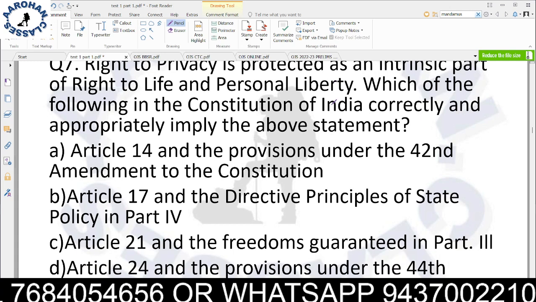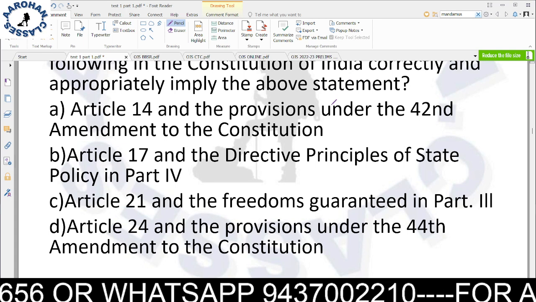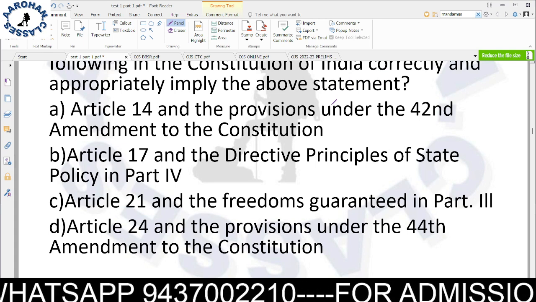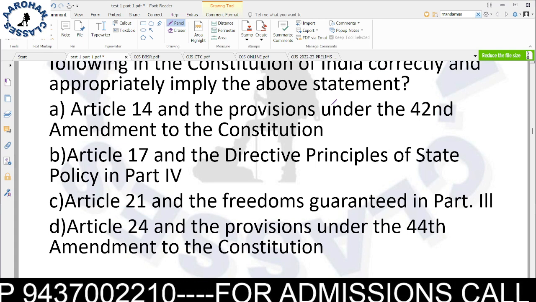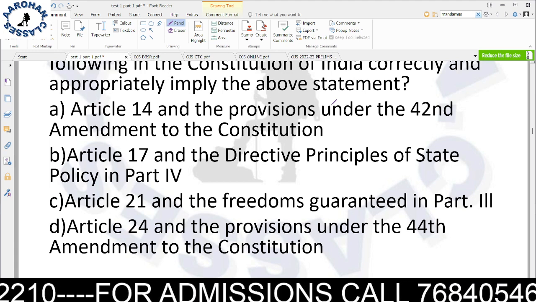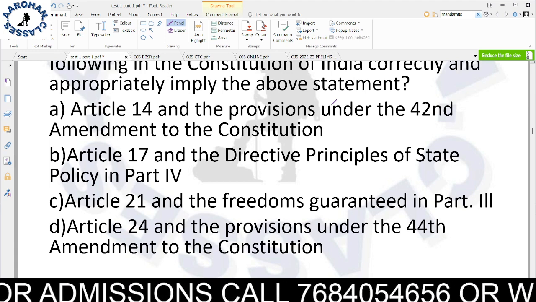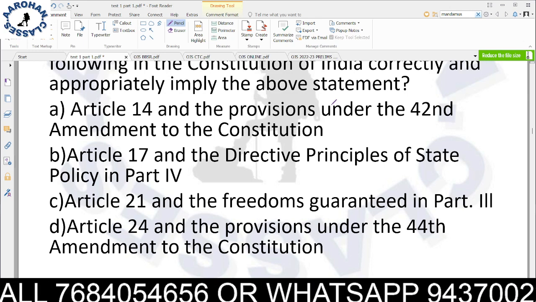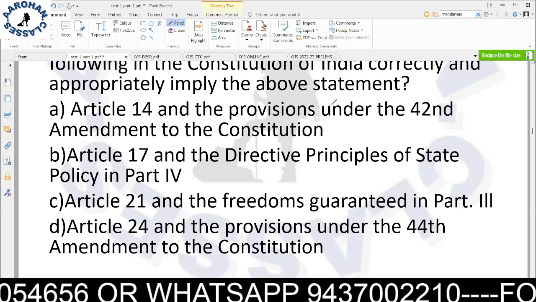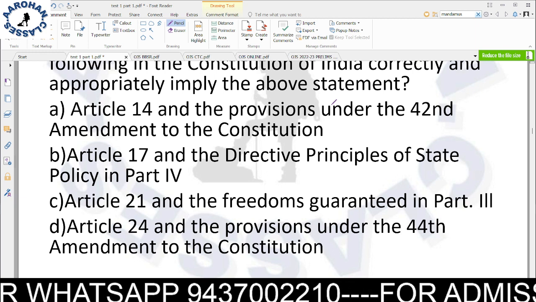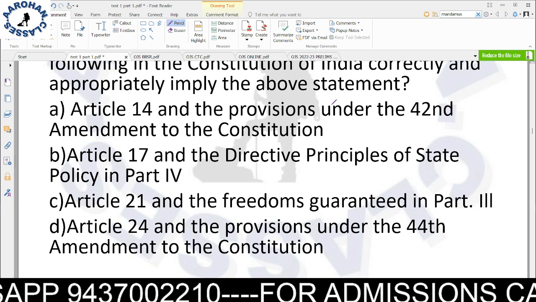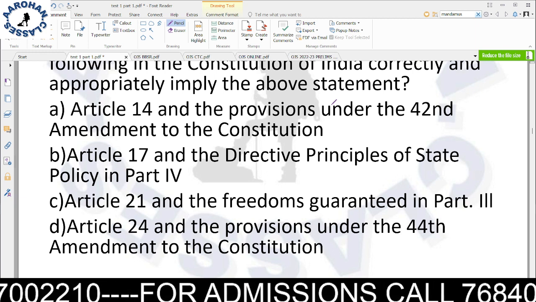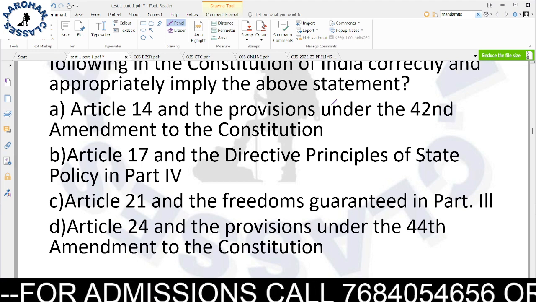So this is a little bit you have to think about it. Option A: Article 14 and the provisions under 42nd amendment to the Constitution. Okay, right to equality. Then B: Article 17 and directive principles of state policy in part 4. Okay, so this is basically abolition of untouchability, right?